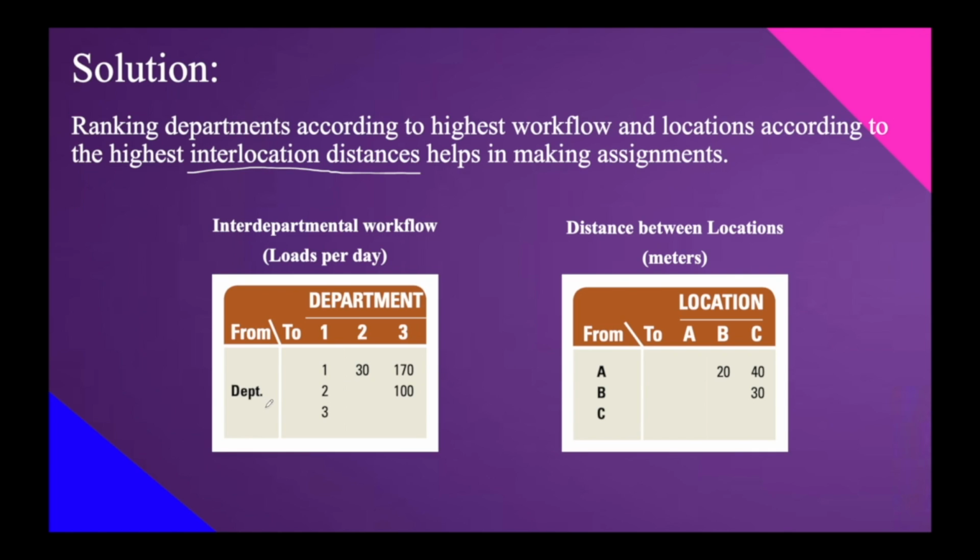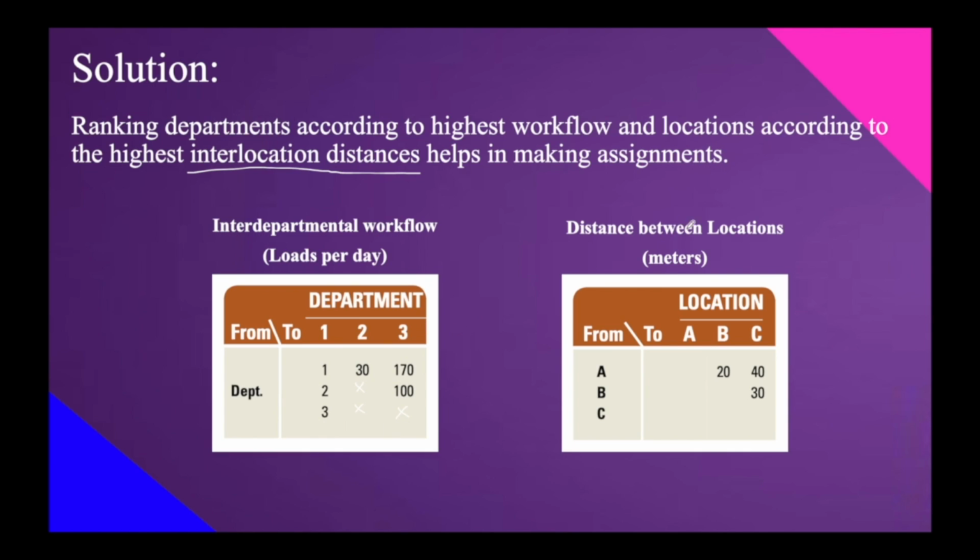So from department 1 to 3, going to department 1 to 3. Department 1 to 2 is 30 loads per day. 1 to 3, they have 170 loads per day, while department 2 to 3 is 100 loads per day. Guys, these loads per day are their interactions, their transactions. So we leave the other cells blank, since it is just the same. So 2 to 3 is the same, 170. There's no 2 to 2, and there's no 3 to 3, of course.